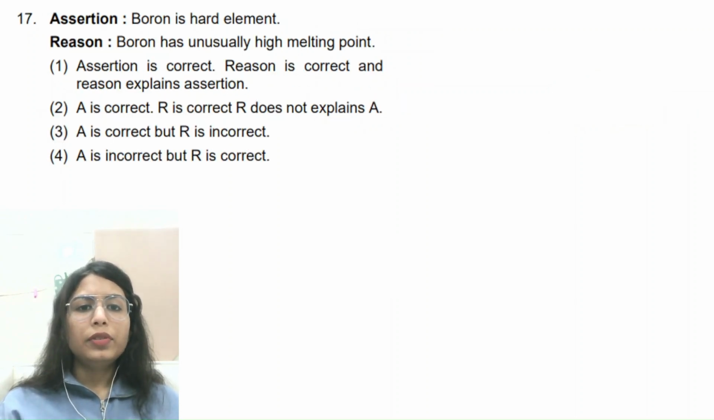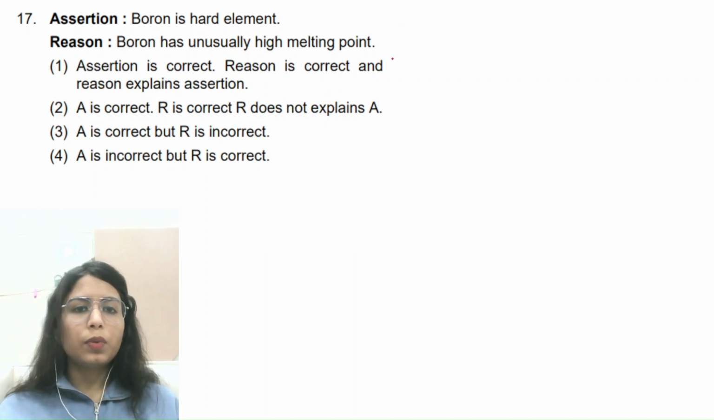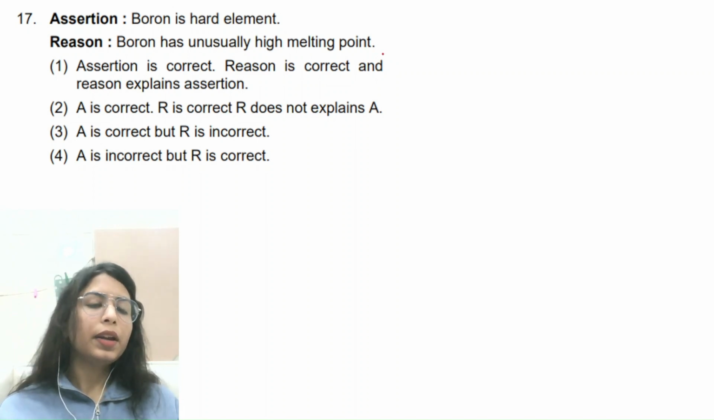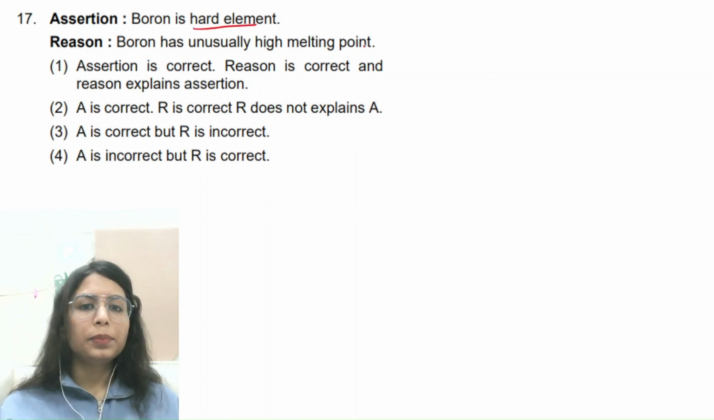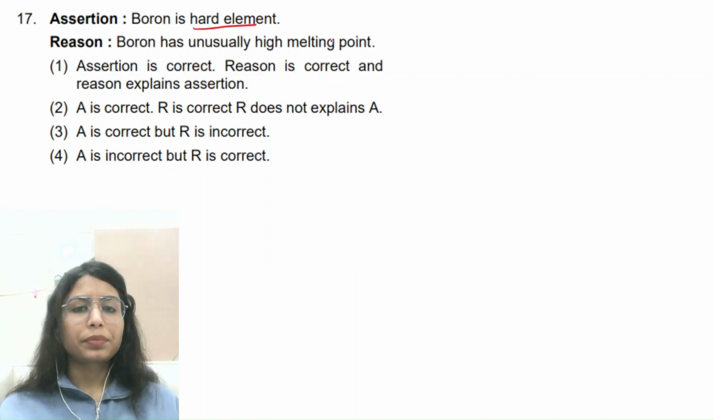Next we have boron. Assertion and reason are given, and you have to tick mark the correct one. So it is saying boron is a hard element, and the reason is boron has an unusually high melting point. Then it is definitely correct. Boron is a hard element and it also has a very high melting point. Both of them are correct, but if I have to state the reason behind its hardness, then we do not see it by the high melting point.